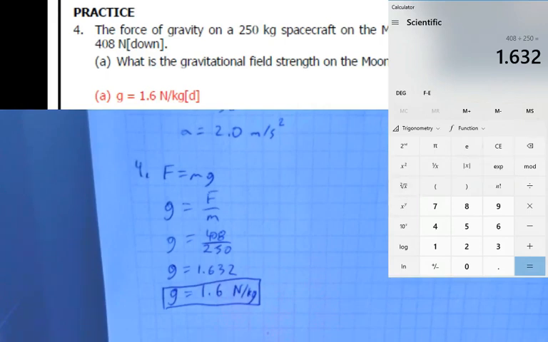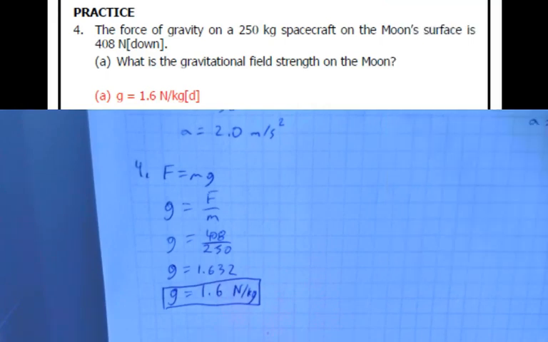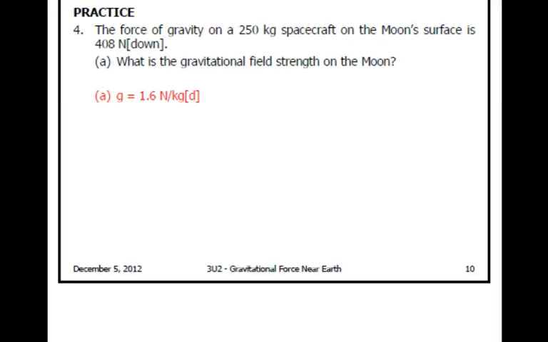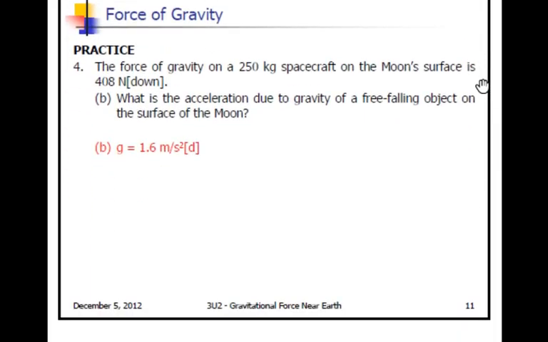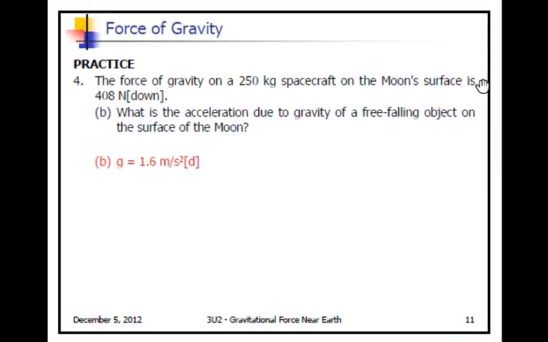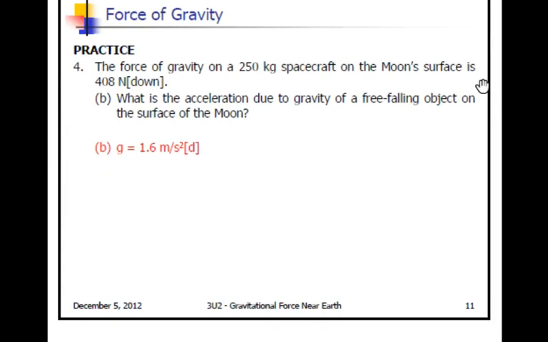Now, another thing to consider here is 1.6 is about 1/6 of 9.8. So that's another way to see that the moon's gravity is 1/6 of the Earth's. The next part of this question says, what's the acceleration due to gravity? Well, it's equivalent. We just change newtons per kilogram to meters per second squared.